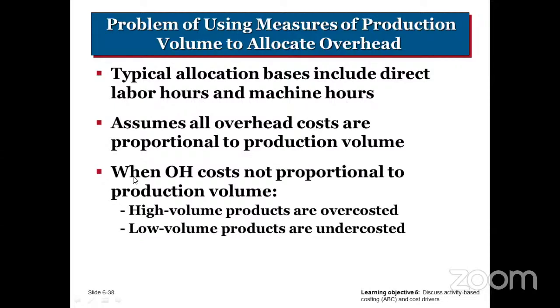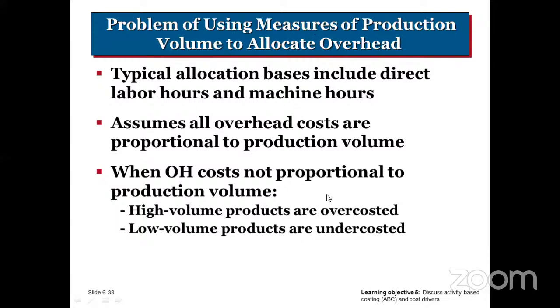But when overhead costs are not proportionate to production volume, high-volume products are over-costed and low-volume products are under-costed. Very easy to understand. Let's say you use the basis of machine hours. When a product is produced in very high volume, you will give more cost to it. When a product is produced in very low volume, you will give low cost to it. So it will cause a distortion to the allocation. It becomes not accurate.